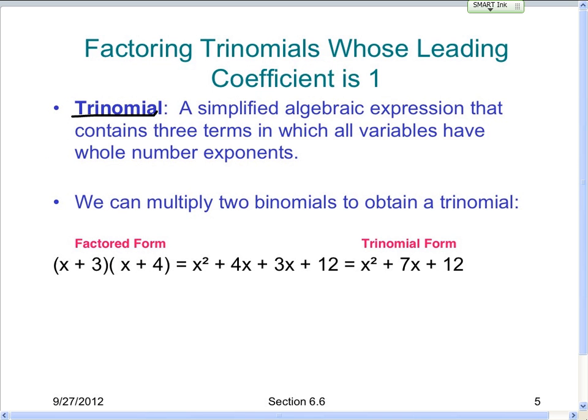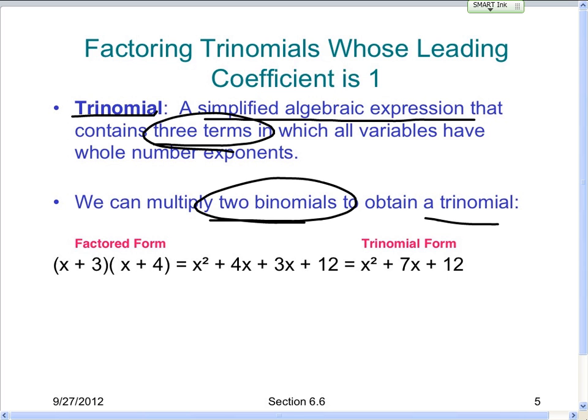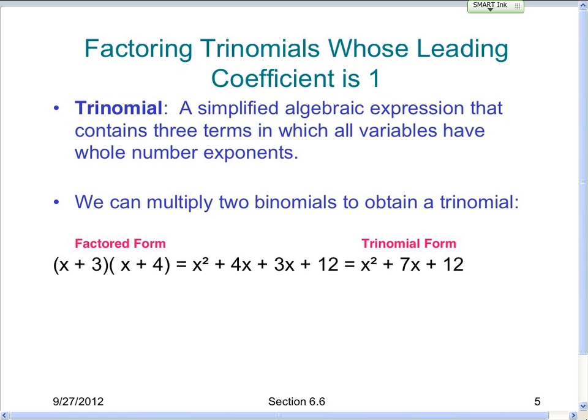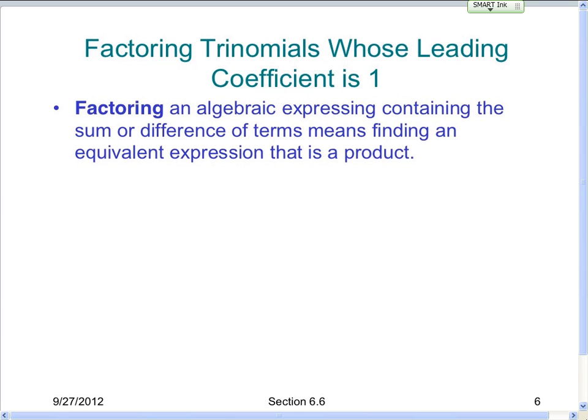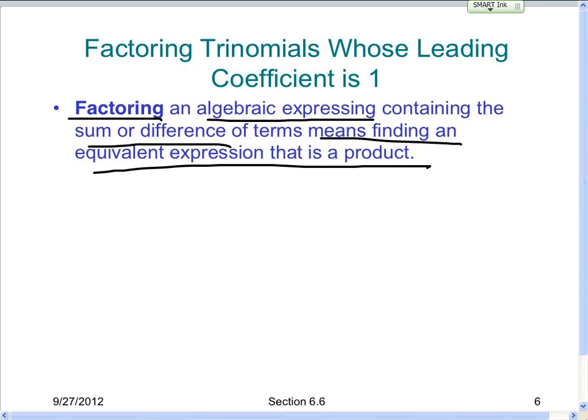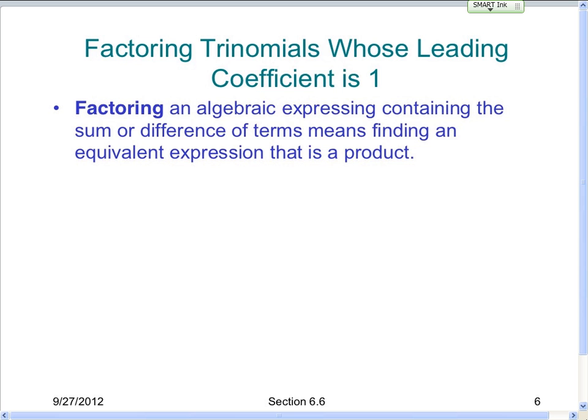A trinomial is a simplified algebraic expression that contains three terms. If we multiply two binomials, we usually get a trinomial, but not always. Factoring an algebraic expression containing a sum or difference of terms means finding an equivalent expression that is a product. Yeah, and if you can make sense of that.